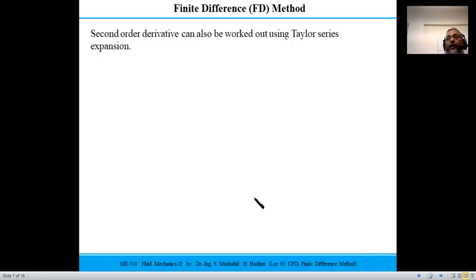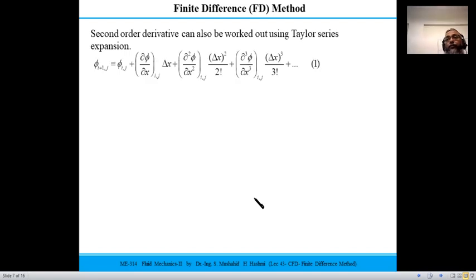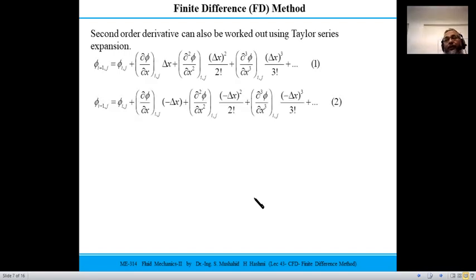Second order derivative can be worked out using this Taylor series expansion. So what I have done is I have calculated the first derivative using forward difference, backward difference, and central difference. Now I am interested in the second order derivative. I can do this because in the previous case I subtracted equation 2.